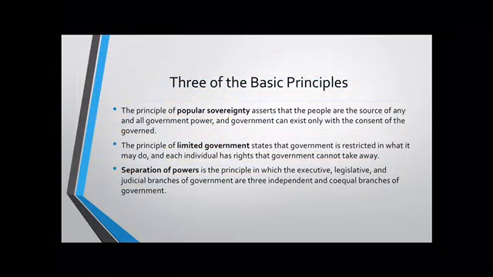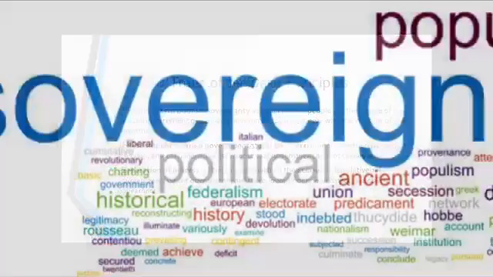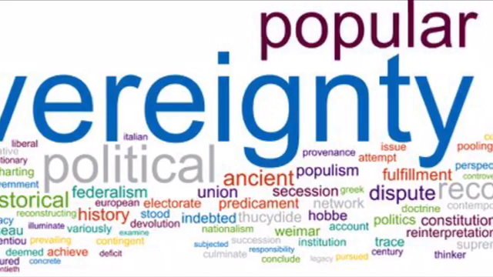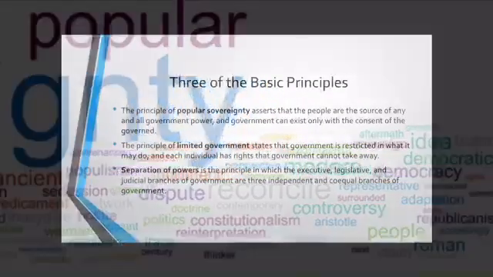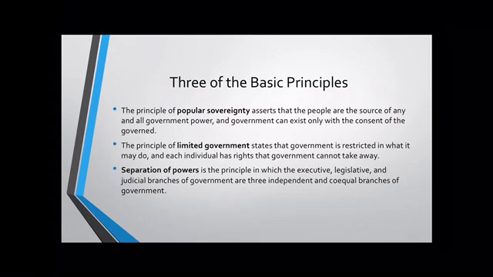The principle of popular sovereignty asserts that the people are the source of any and all government power, and the government can only exist with the consent of the governed. The principle of limited government states that the government is restricted in what it may do, and each individual has rights that the government cannot take away. This is first seen in the Magna Carta.